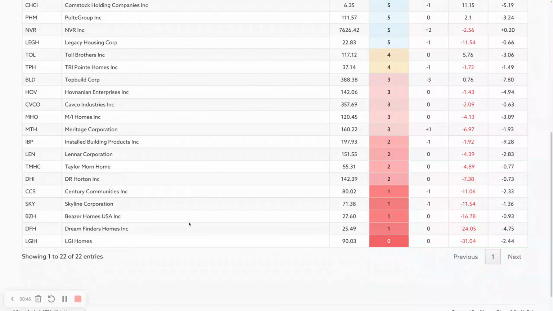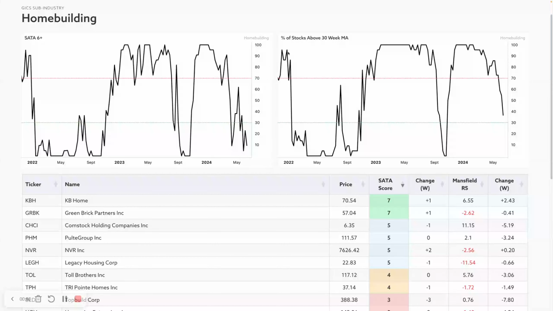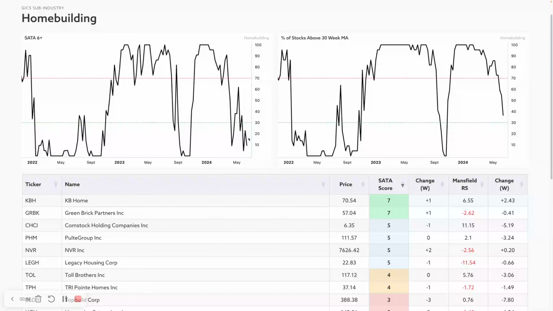So there's 22 stocks in this group, for example. So just click that out of the way, and then on the right hand side here we've got the percentage of stocks above their 30-week moving average as well for comparison. So you can see they do have some differences. They share a lot of similarities, but this is only a minor part of the overall SATA score.